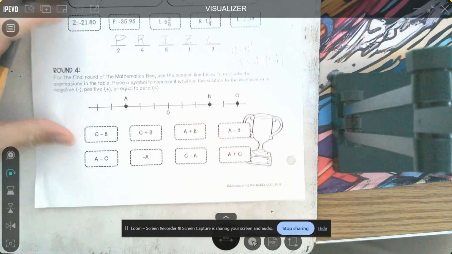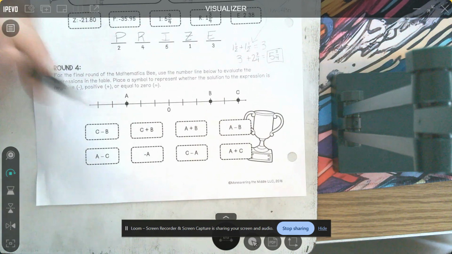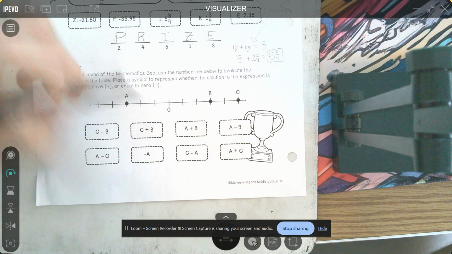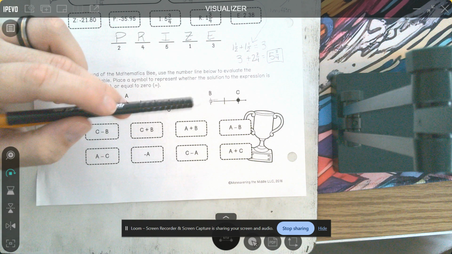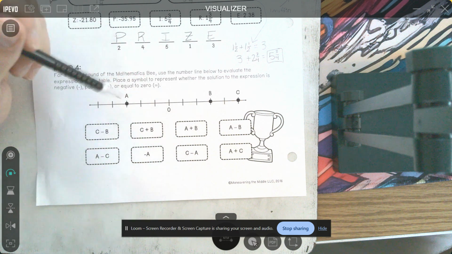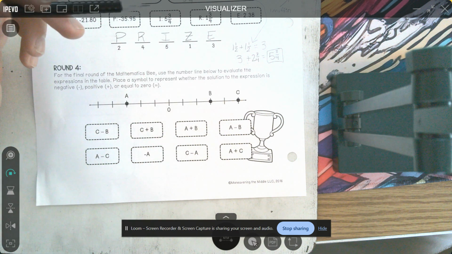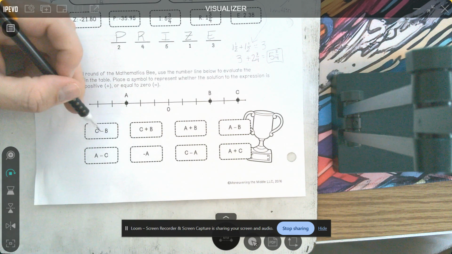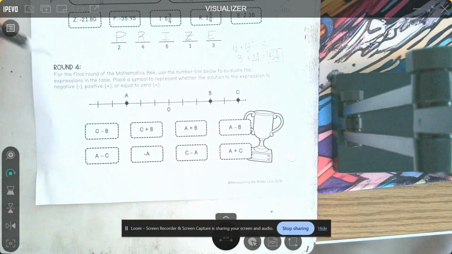Let's move on to round 4. This was a tricky one. This is a fun little round here. Let's try it. We don't have numbers for these. We just have it on the number line. So we can kind of visualize what these numbers would be. We have positive numbers. We have negative numbers. We don't need to know the exact numbers here to figure out the answers. We're just going to say if the answers are going to result in a positive, a negative, or 0.